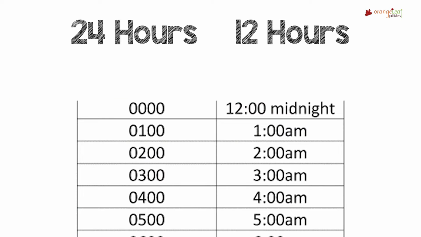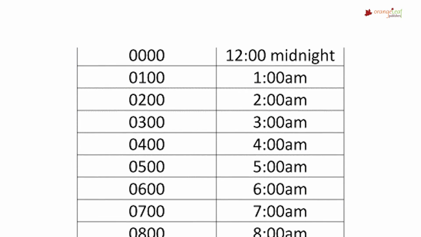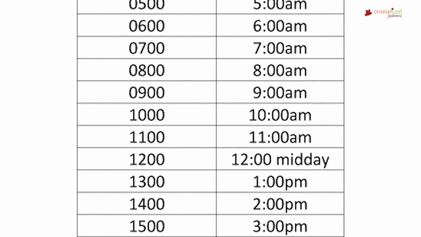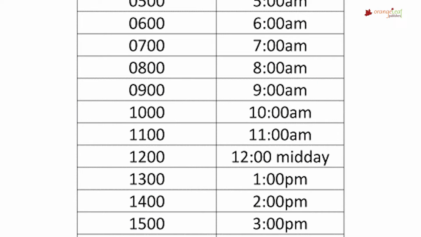To get a better understanding of this, let's have a look at this chart. Here we have the 12 and the 24-hour clocks. In the 12-hour clock, the day begins at 12 midnight, while in the 24-hour clock, it begins at 0 hours. The time then is the same in the morning till 12 noon, where in the 12-hour clock, we write it as 12 noon, but in the 24-hour clock, we write it as 12 hours.